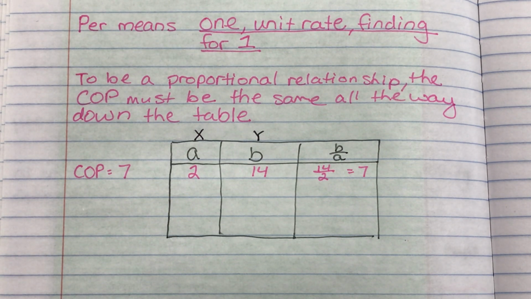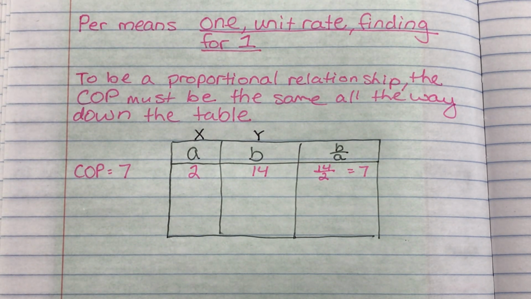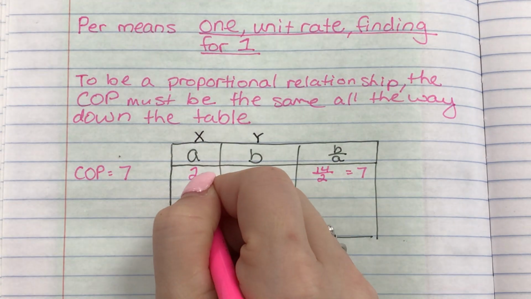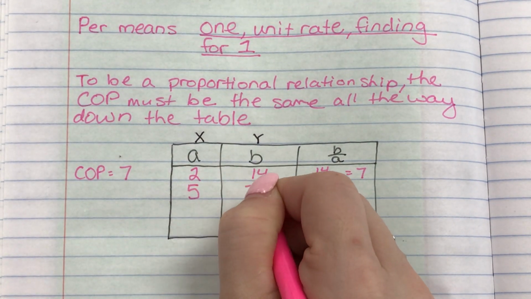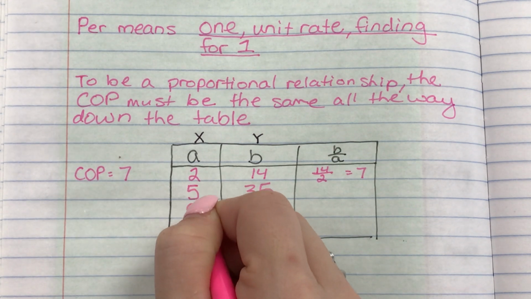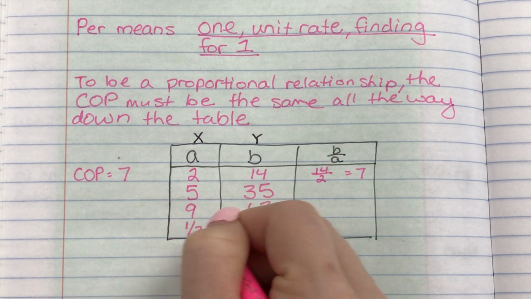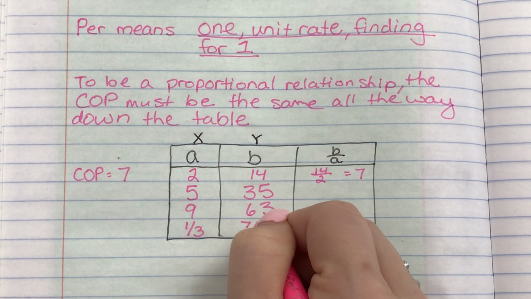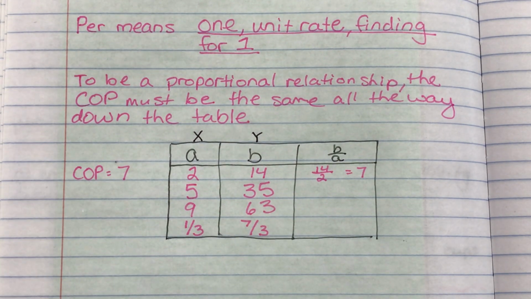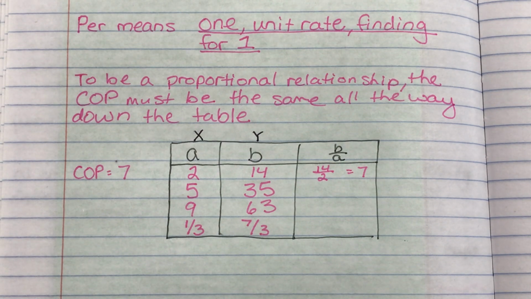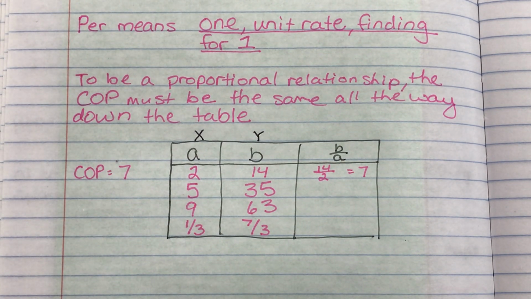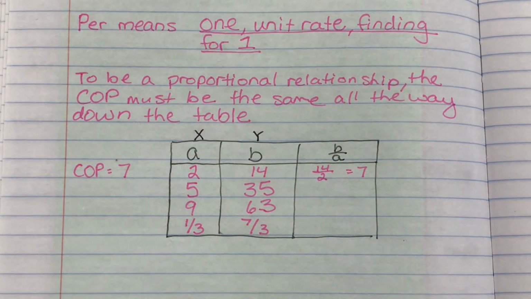All right, I'm going to give you 3 more, and I want you to solve them on your own. Set them up and see if they match what the COP is going to be. So if they give us 5 and 35, 9 and 63, 1/3 and 7/3. Don't let that mess you up. You're doing it and setting it up the same way you do the whole numbers. Okay, so I'm going to give you about 2-3 minutes to work on those.